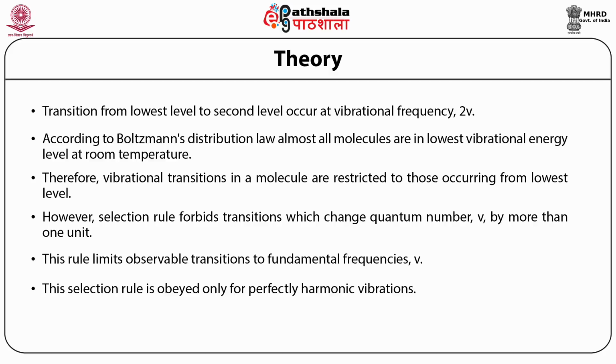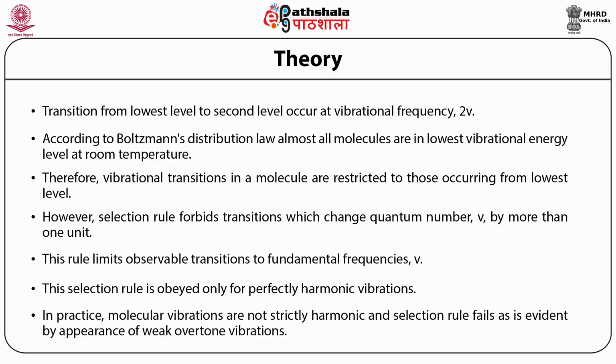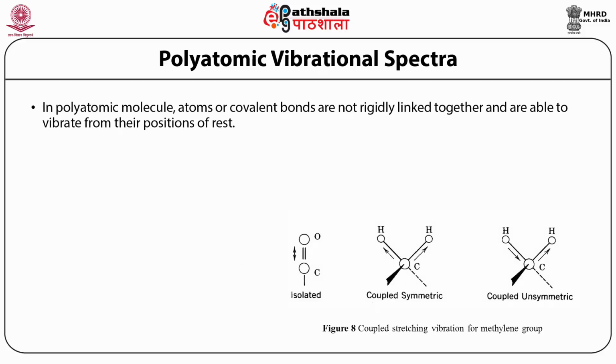This selection rule is obeyed for perfectly harmonic vibrations. In practice, molecular vibrations are not strictly harmonic and the selection rule fails, as is evident by the appearance of weak overtone vibrations. In polyatomic molecules, the atoms or covalent bonds are not rigidly linked together and are able to vibrate from their positions of rest. In addition, there are the bond angles enclosed by the various individual diatomic bonds, which result in a powerful qualitative method of describing the vibrations of polyatomic molecules.